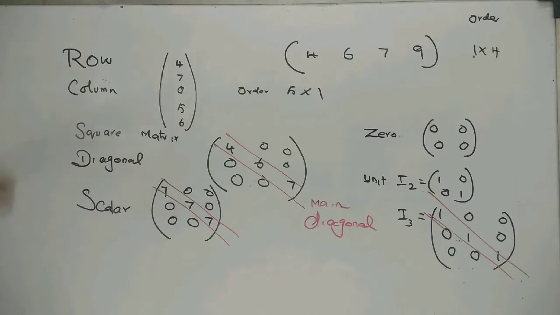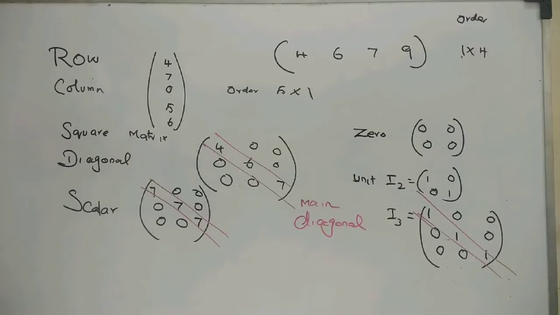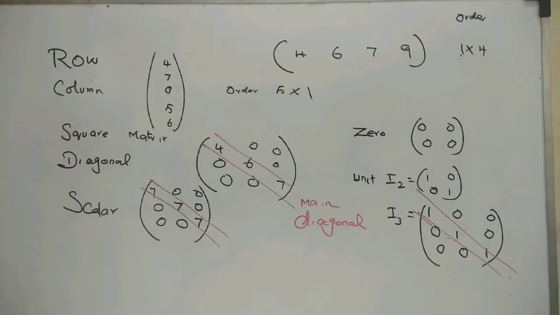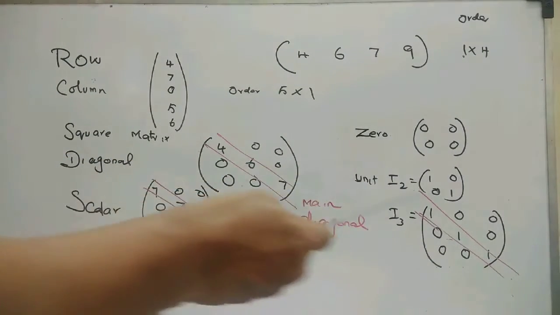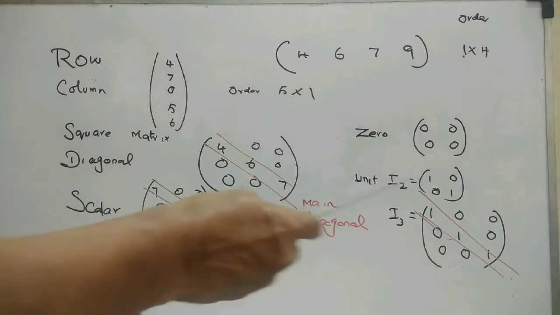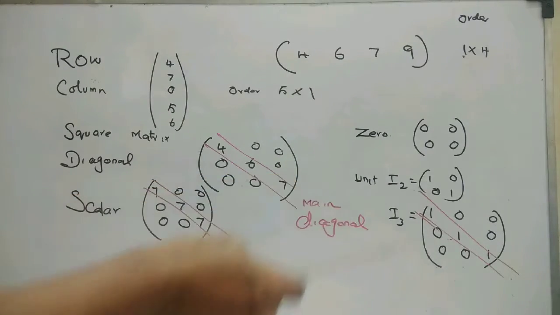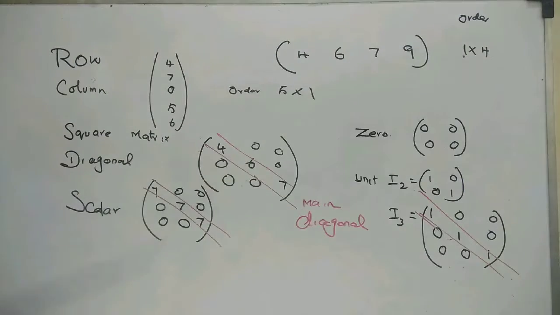If it is a scalar matrix, same thing, the same diagonal matrix, it's a square matrix. The main diagonal will have the same elements. It may be 7, 7, 7, or it may be 100, 100, 100. So these numbers should be the same. And if these numbers are each equal to 1, then it is an identity matrix. Identity matrix or unit matrix, we call it. So I2 means 2 rows and 2 columns. I3 means 3 rows and 3 columns. In case all the elements are 0, then it is called a zero matrix.